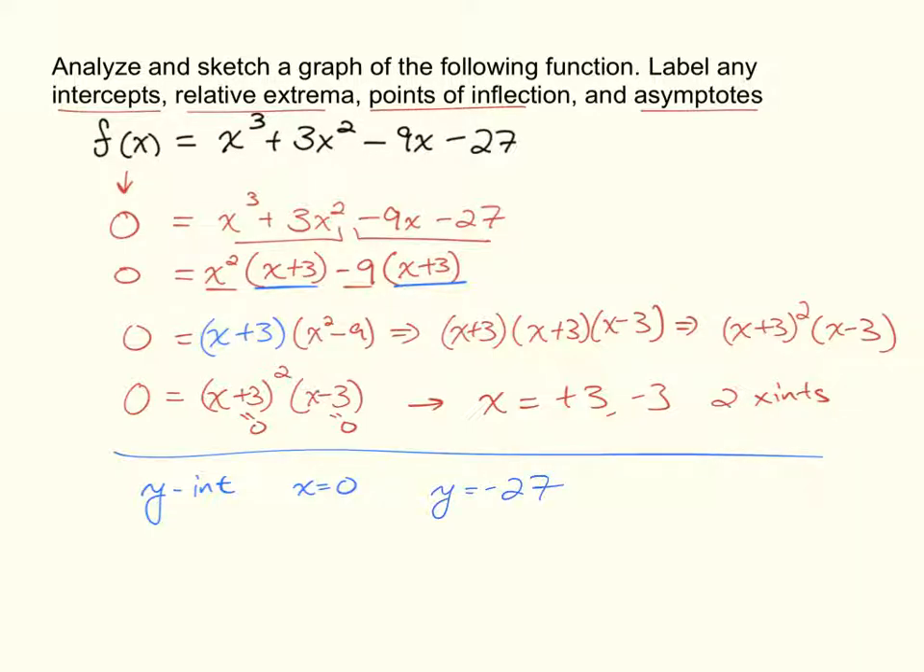And while we're on it, since I just have a little bit of space left on this page, the asymptotes for this graph, this is a polynomial graph. There's nothing rational about this polynomial or about this function, so there are no asymptotes for this function.